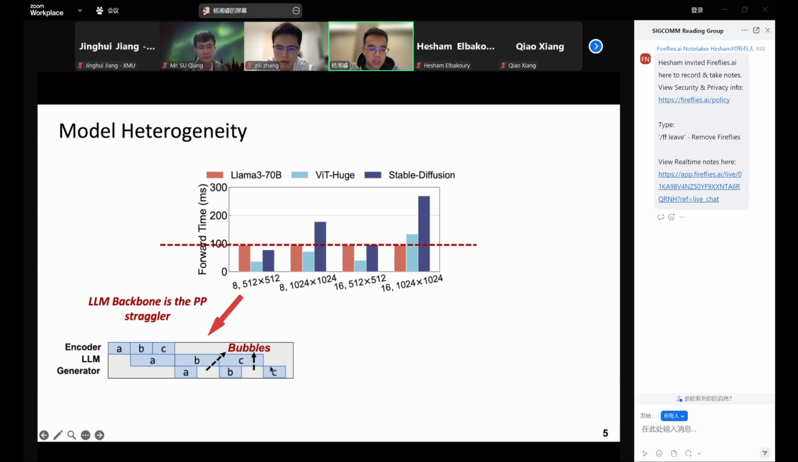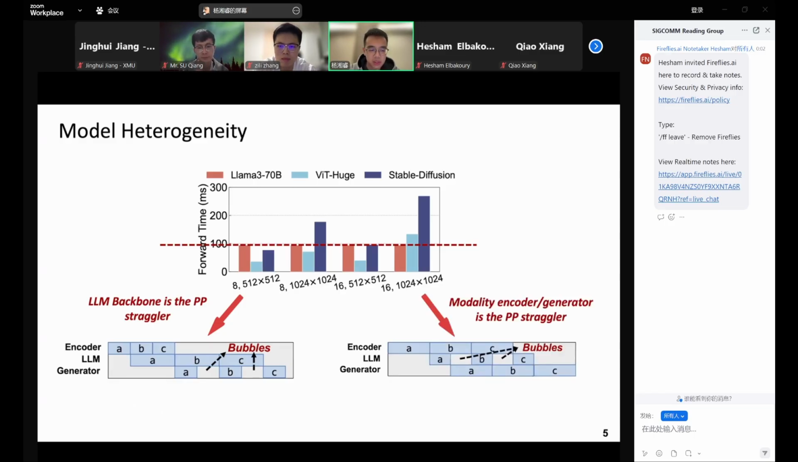The first scenario on the left, we are processing lower resolution images. The LLM backbone is clearly the pipeline struggler, which creates pipeline bubbles. And on the right, we can see that in the second scenario, if we switch to generating high-resolution images, the workload shifts dramatically. Now, the stable diffusion generator becomes the struggler, and the LLM and the encoder are often the ones waiting. So this model heterogeneity incurs inefficient pipeline bubbles.